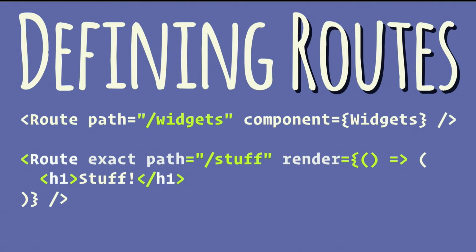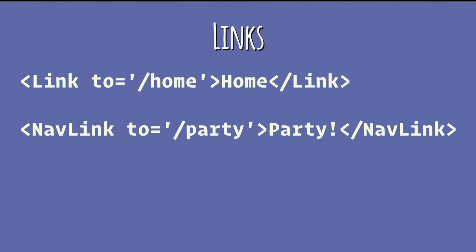So we'll see quite a few examples of this. So that's defining routes. And then to actually get to those things, you can just use regular old href links, but it's better to use the link components that are included in React Router because they know your actual path, which may or may not be at the actual root of your website.